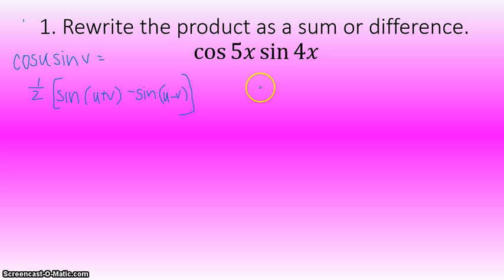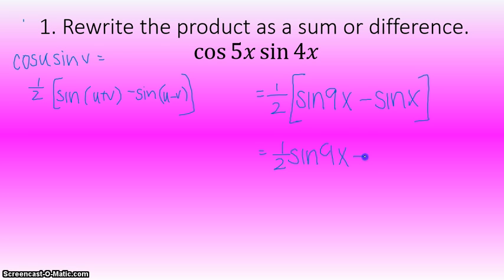Okay, so this is going to be equal to 1/2 of sine, and then I'm going to do u plus v, so 5x plus 4x is 9x, minus sine, and then I'm going to subtract them. 5x minus 4x is 1x. To make it a complete difference, since it's subtraction, I do need to distribute that 1/2. So I have 1/2 sine of 9x minus 1/2 sine of x. And that's it.